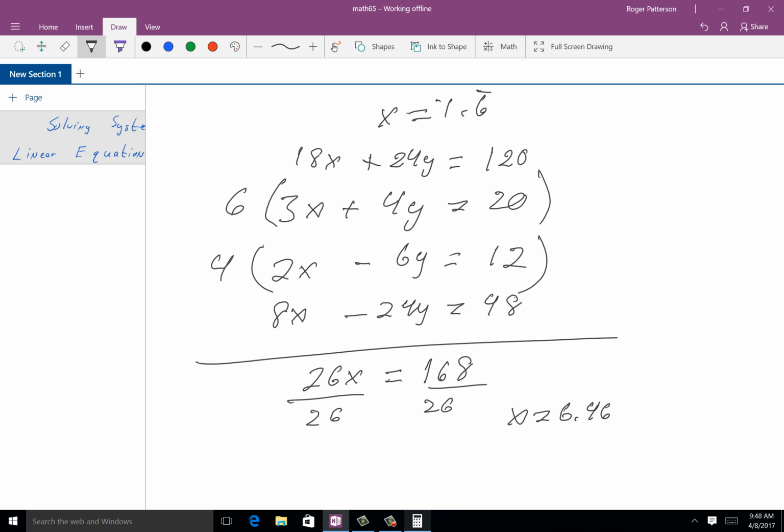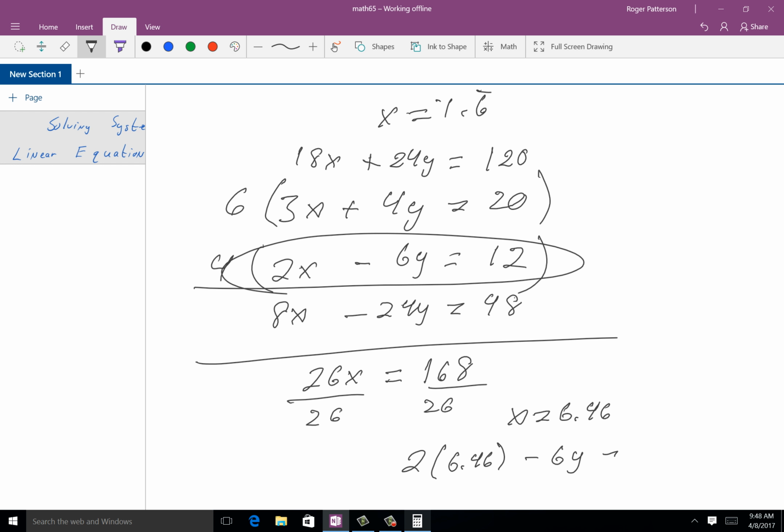So we got this. Now I have 4 equations I can choose from to put this x into. Does anybody have a preference? Which one should we use? Yeah, I like that one too. So let's put it in for this one right here. I think that's going to be our best option. So I'm going to go 2 times 6.46 minus 6y equals 12.